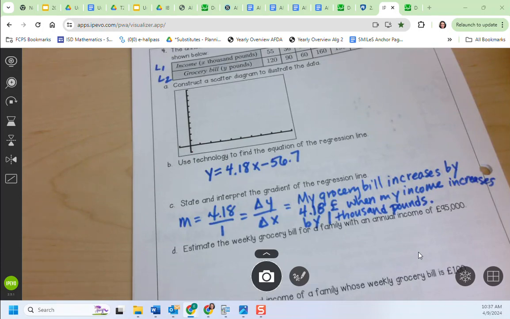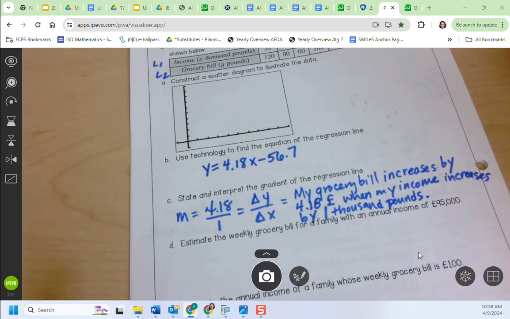All right, and that is really a very good interpretation question that they can ask you on an IB exam. Interpret what your gradient means. Estimate the weekly grocery bill for a family with an annual income of 95,000 pounds. So would we put the 95,000 for the X or for the Y? It's telling you that's the income, so X. And since X is in thousands of pounds, I don't actually use the number 95,000. What number do I use?